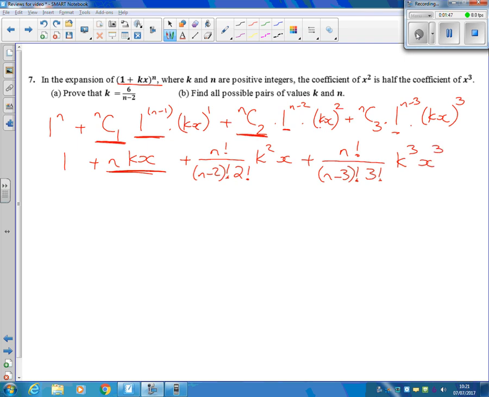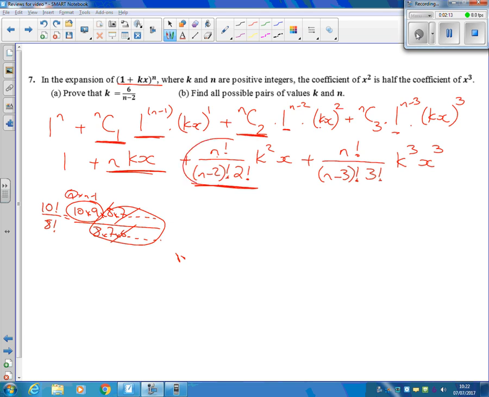The next bit of tidying up I'd do is this bit here, that n factorial. I'm just working this out. If you did 10 factorial over 8 factorial, you know that 10 factorial is 10 times 9 times 8 times 7, and so on. And 8 factorial is 8 times 7 times 6, and so on. You'll notice that this bit here all just cancels out. And so all we're left with here is n and n take away 1.